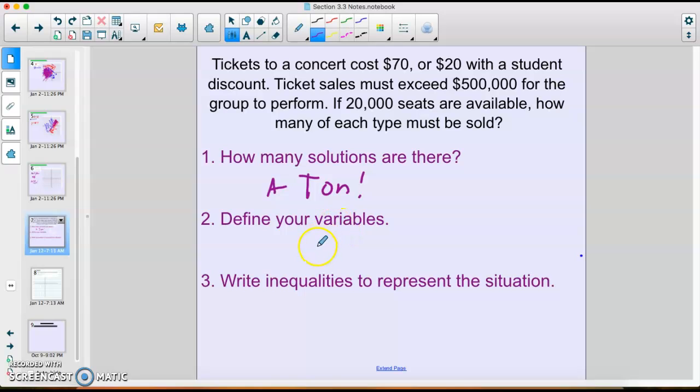Okay, so we're going to make our equation. We'll graph them, and then we'll see what the solution area is. I would say let's do T for the $70 tickets. Actually, we'll just say T for regular tickets, and then we'll say D for discount. That'd be like the $20 tickets.